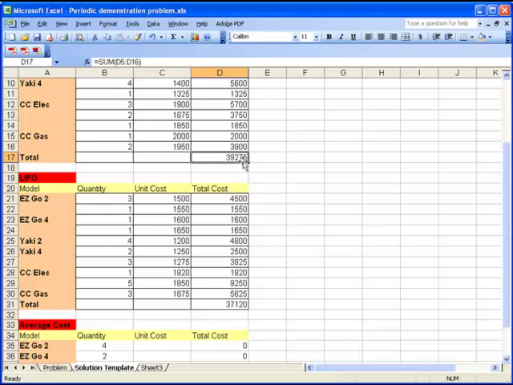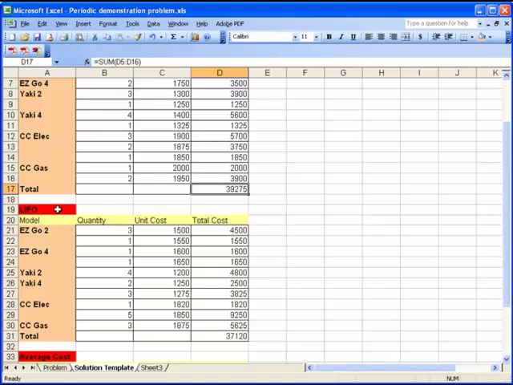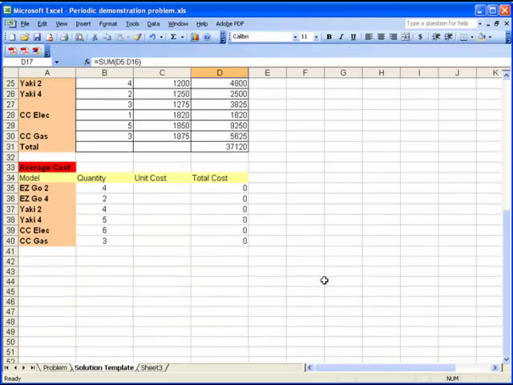That would make sense that it's higher than $37,120 because the ones left in inventory under the FIFO method are the ones that we most recently purchased, which were the most expensive ones. And the ones left in inventory under our LIFO method are the ones that we purchased first, which were the cheaper models.